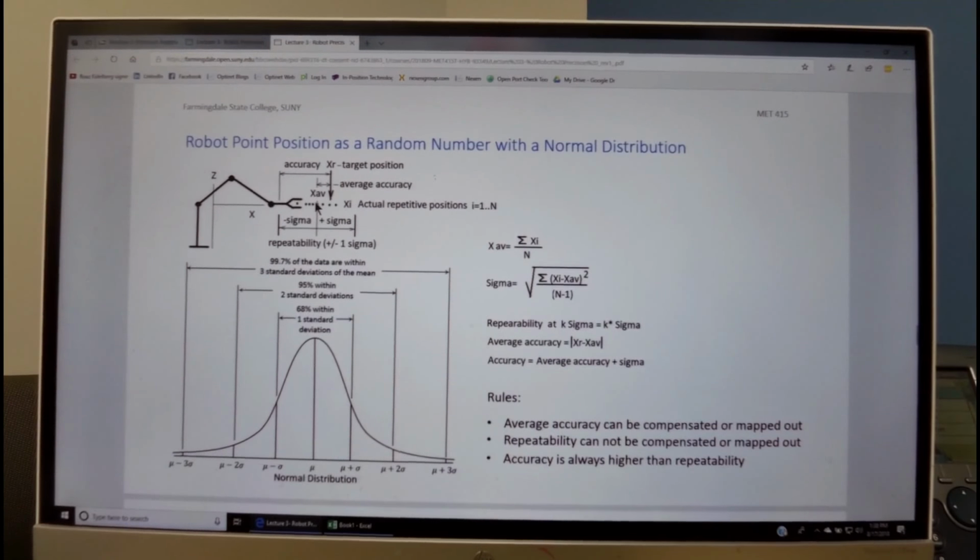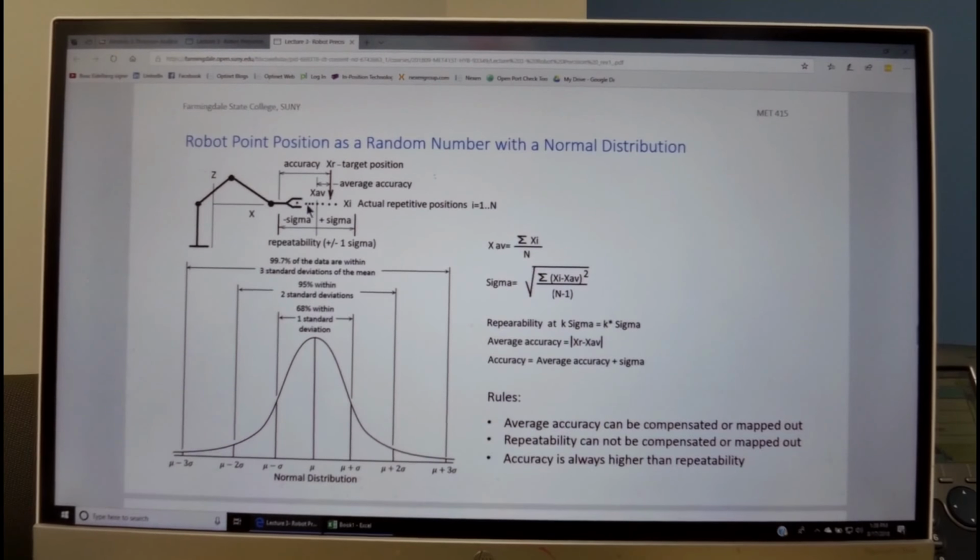Once we know the average position, we define the average accuracy as the difference between the target position and the average position. So if the target position is farther out than the average, we have a positive average accuracy, and if it's below, we have a negative average accuracy. The average accuracy is a parameter that can be mapped out, that can be removed from a system. We'll see how later in the presentation.